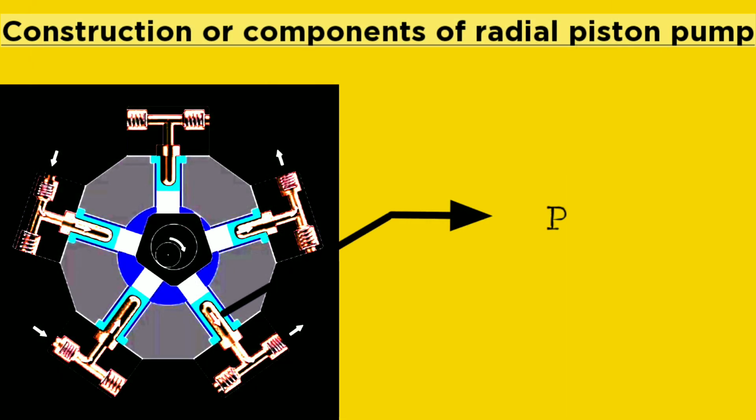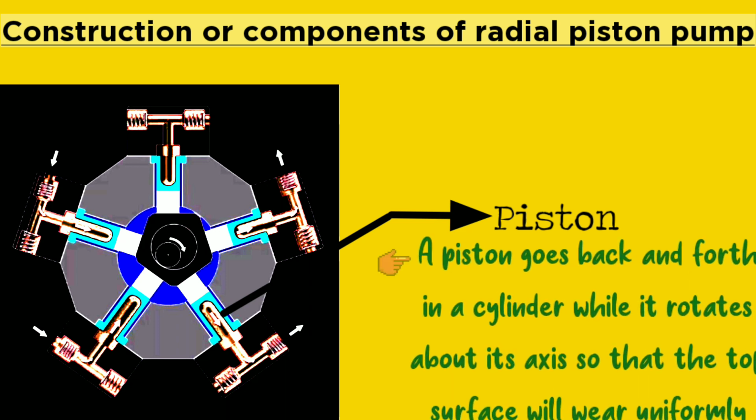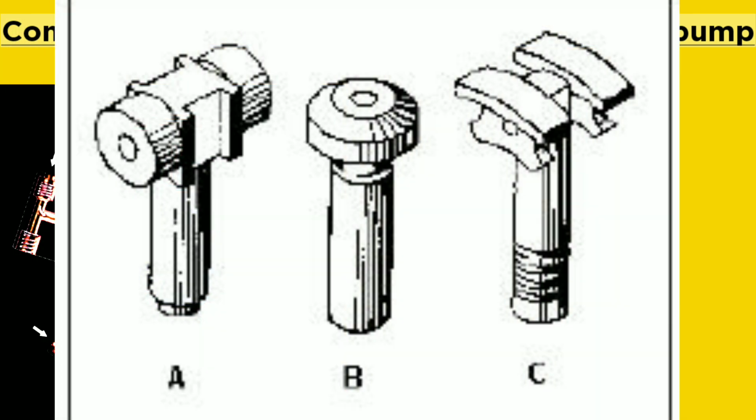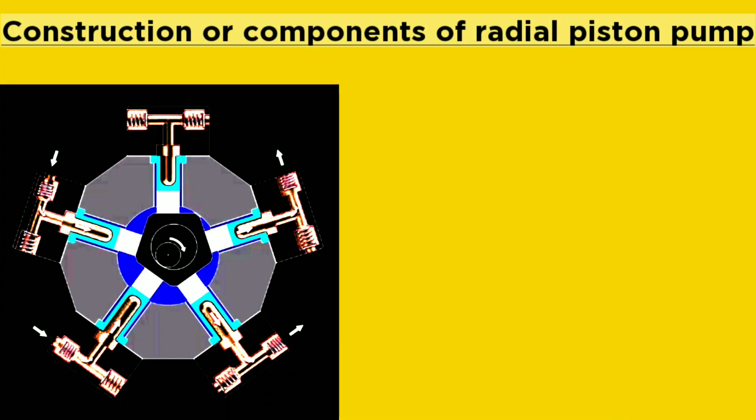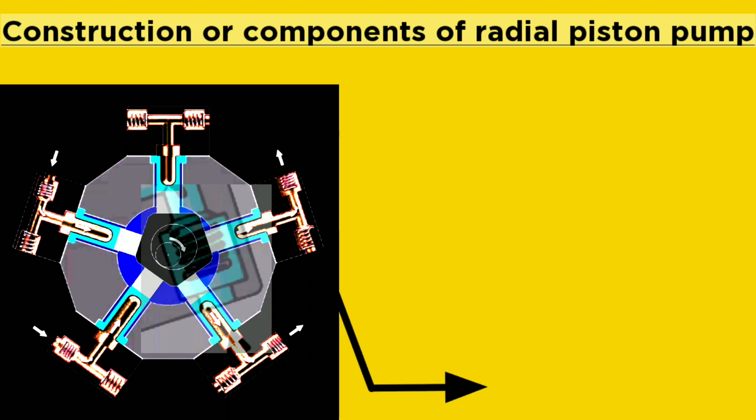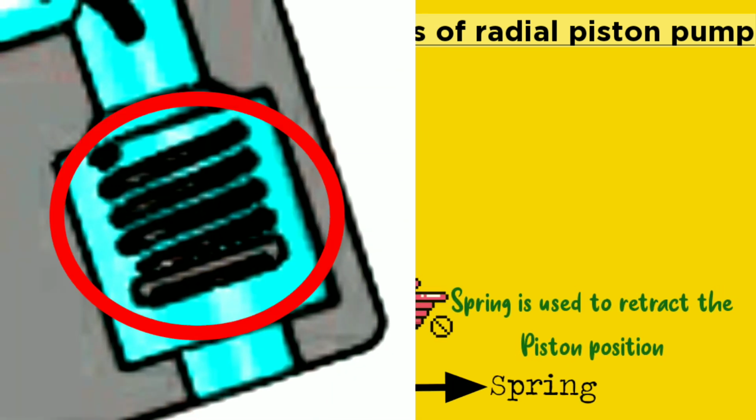Another major component is the piston. A piston goes back and forth in a cylinder while it rotates about its axis so that the top surface will wear uniformly. The figure shown is a simple diagram of a piston. Now, the inlet port is the channel through which fluid enters inside the side block. A spring is used to retract the piston position.